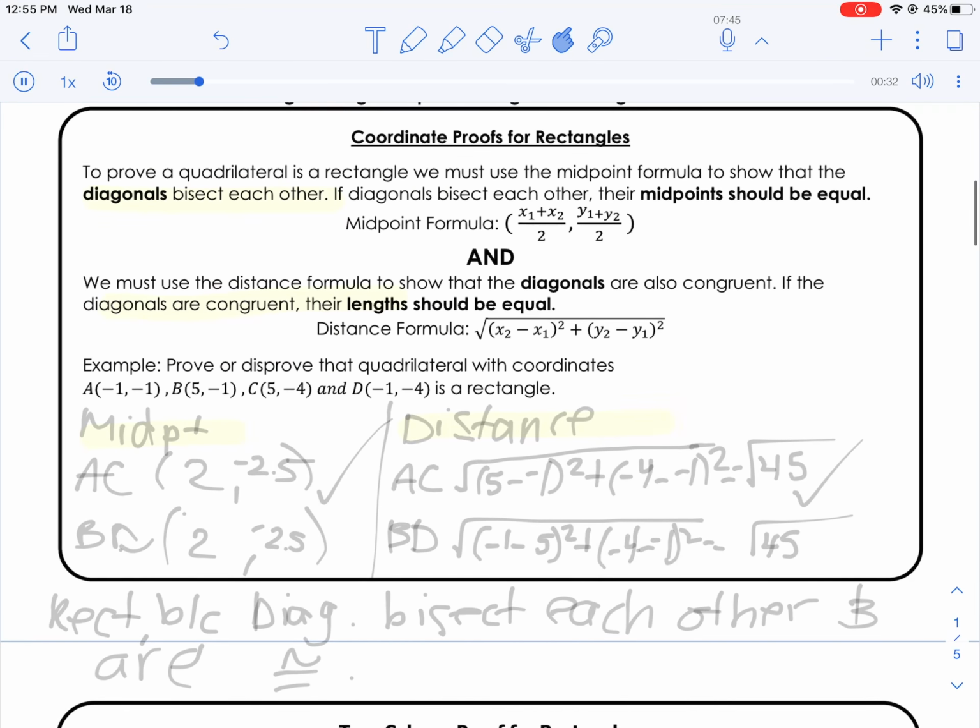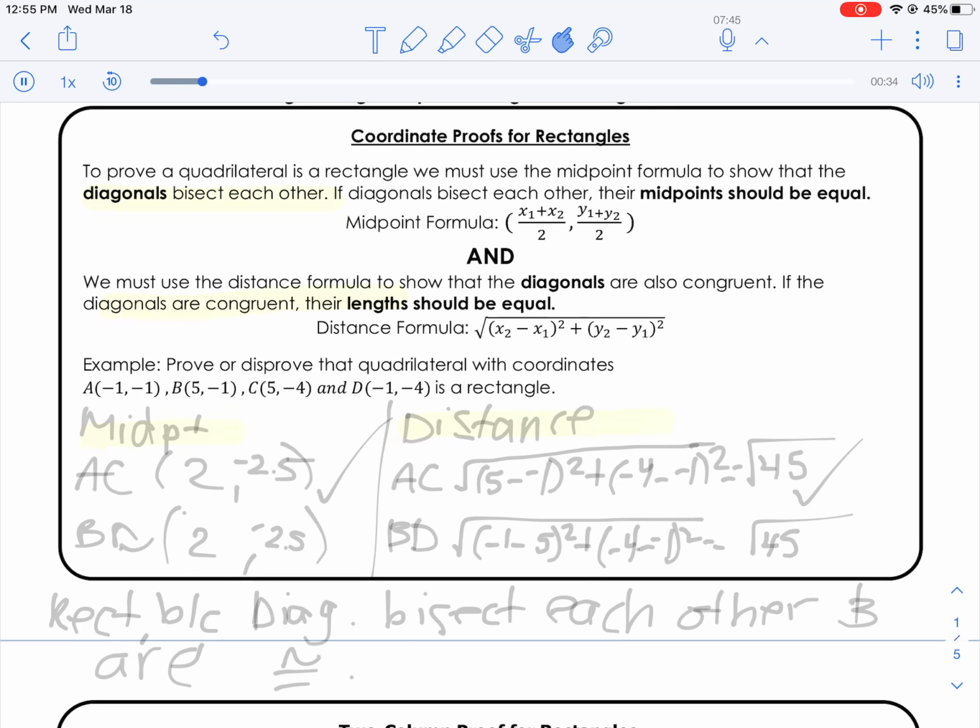Do you guys remember when we did parallelograms, all we needed to do was the midpoint formula with the diagonals to show that they bisect each other? Well, for a rectangle, it's two steps. The first step is the same thing, the midpoint formula with the diagonals. And then we have to do the distance formula with the diagonals because we want to show that the diagonals bisect each other and are congruent. So if it satisfies those two things, then it does form a rectangle.